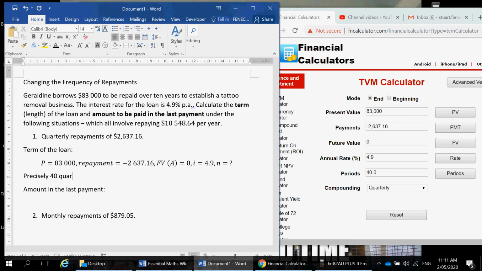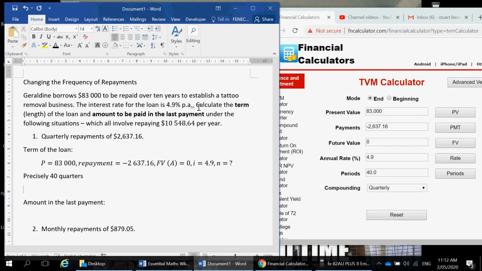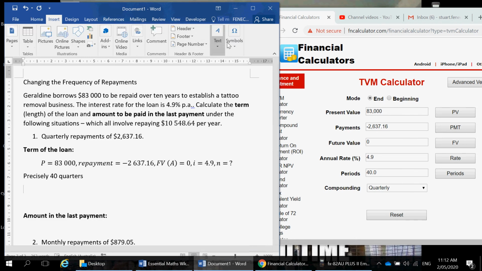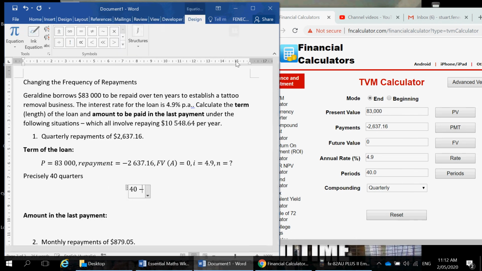And it's in quarters. So if I wanted that in years, what would I do to turn quarters into years? How many quarters are in a year? Hopefully you realize it's 4. 40 divided by 4, it's going to be 10 years.